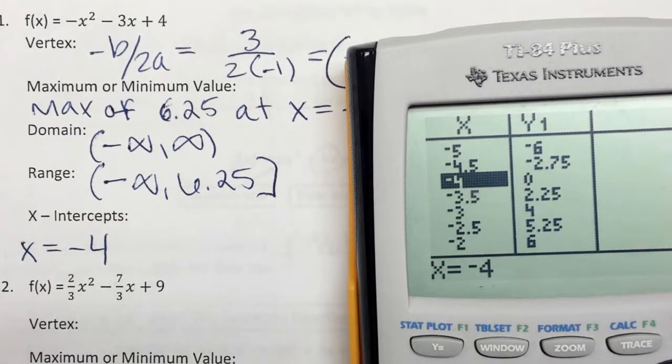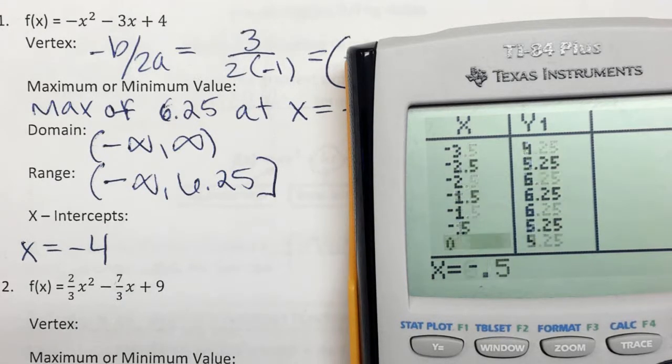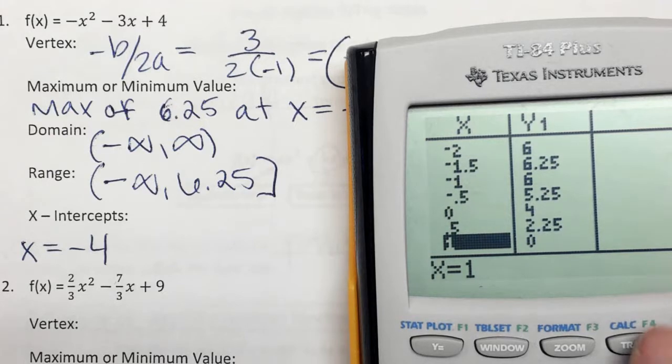And scroll through your table. I'm not going to do it, but scroll through it and see if you can find another one, okay? And tell me if you can find one. 1. Yes. See it right there? At 1, it's 0, 2.